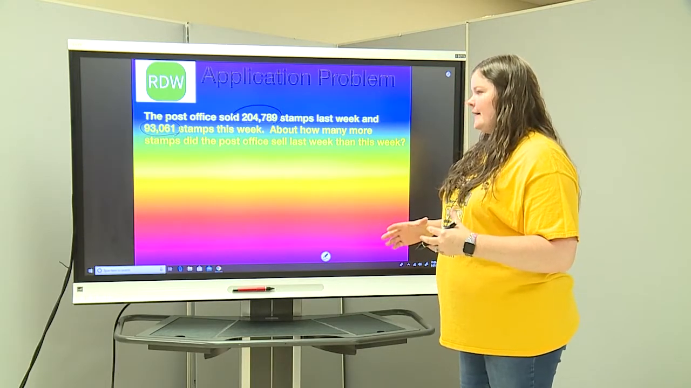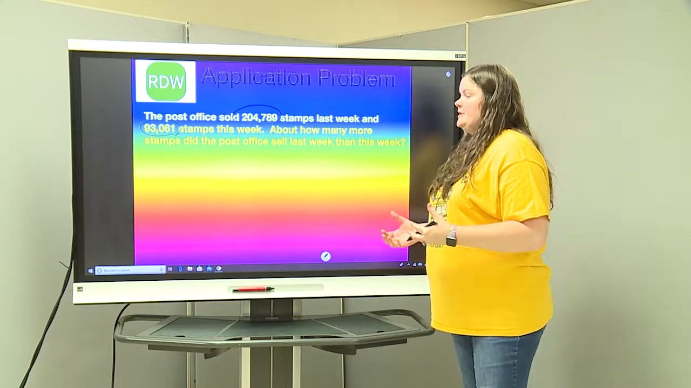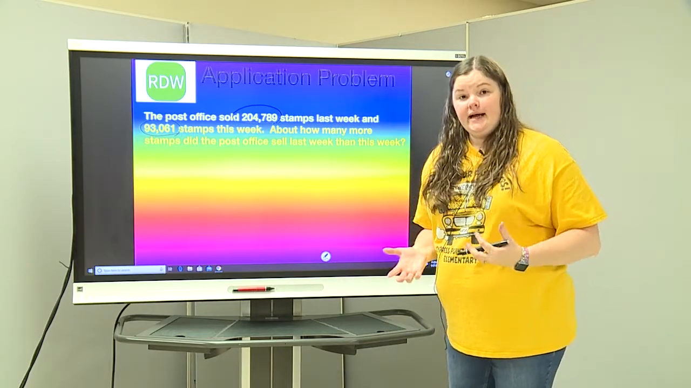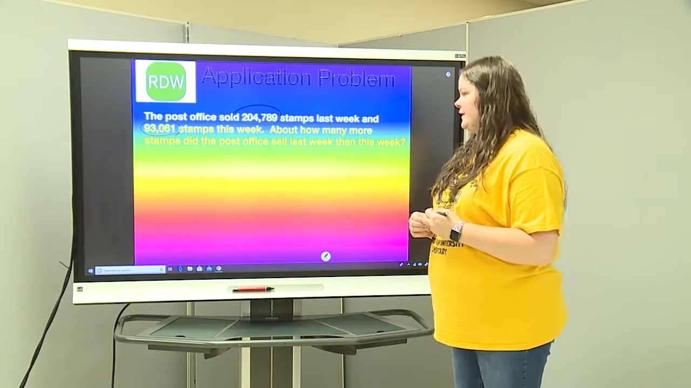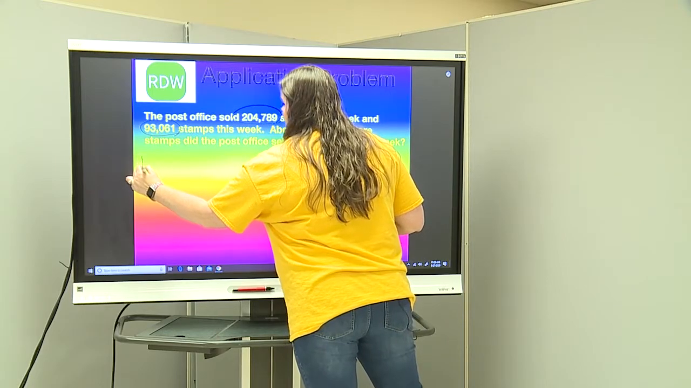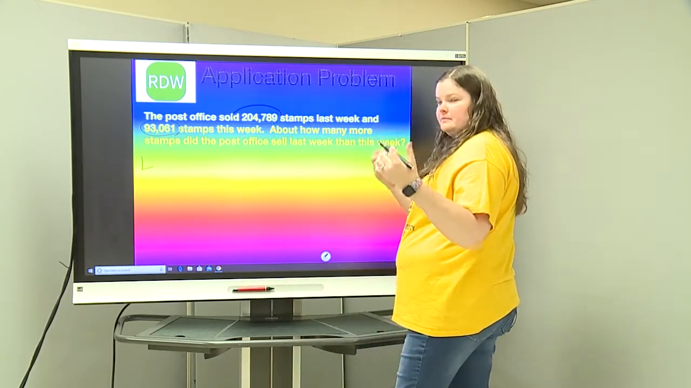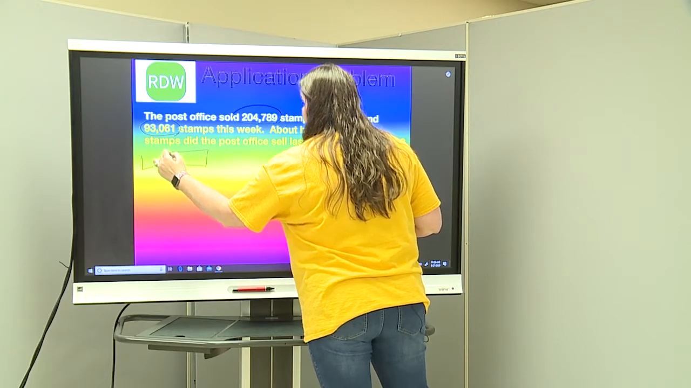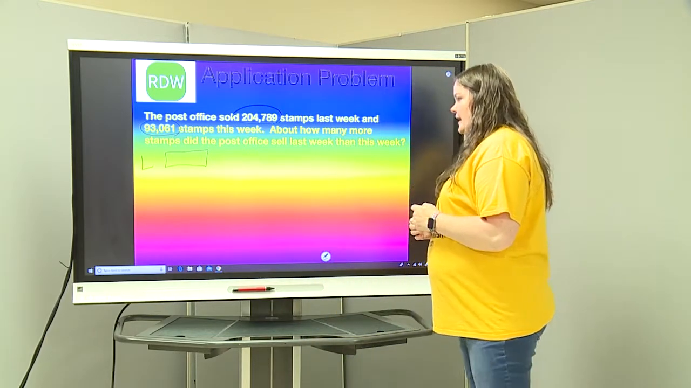We need some sort of representation for this particular problem. The best thing that I always love to use are tape diagrams. So let's use some tape diagrams. Let's use maybe last week, L, okay? And they sold about 204,789 stamps.